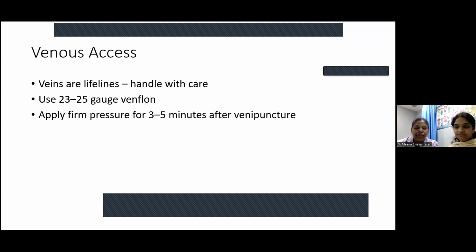For administration of blood products and clotting factor replacement, we need very good lines. So we have to secure the IV line for the bleeding children. Mainly the IV lines are lifelines for pediatric patients, so we should handle them very carefully. We have to use a 23 to 25 gauge Venflon. Apply firm pressure for 3 to 5 minutes after venipuncture.